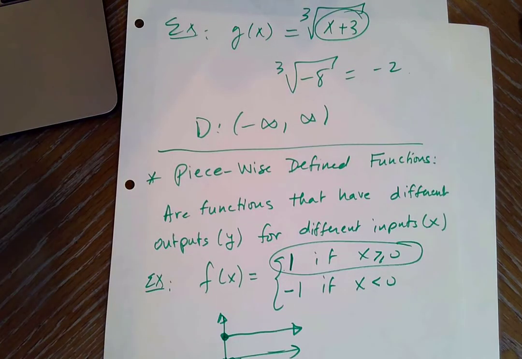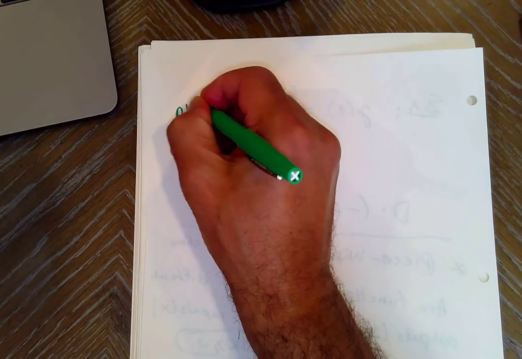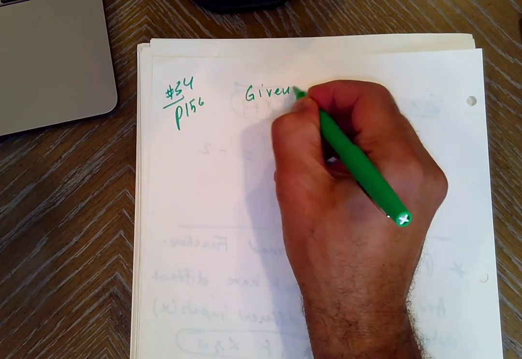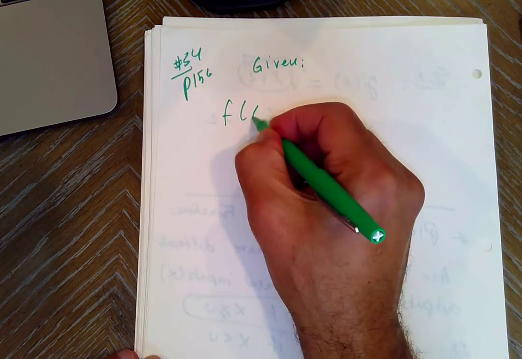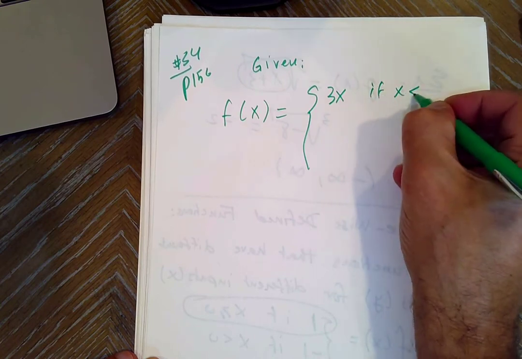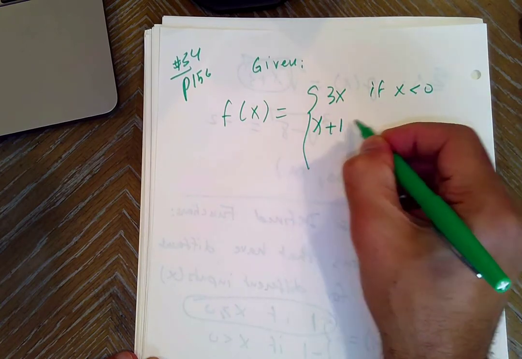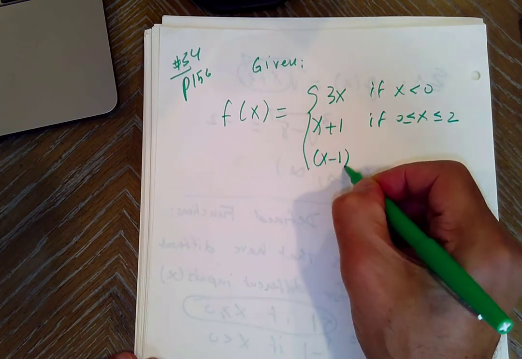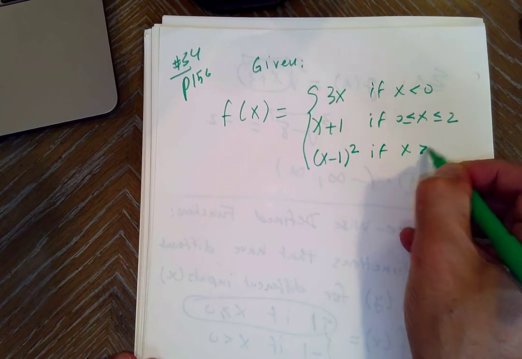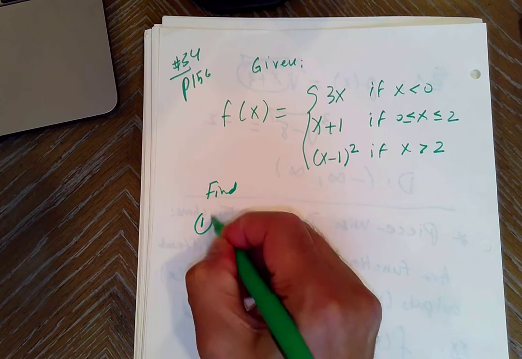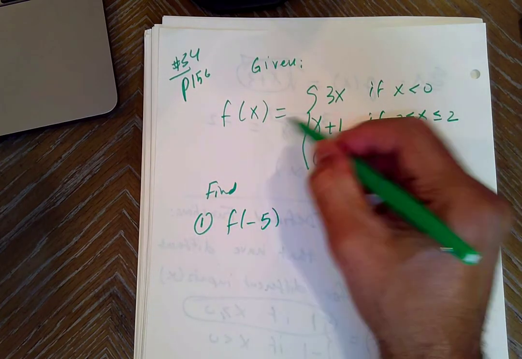So let's look at page 156, number 34. We're given a piecewise defined function, f of x equals 3x if x is less than 0, x plus 1 if x is between 0 and 2, and x minus 1 squared if x is greater than 2. Find f of negative 5.